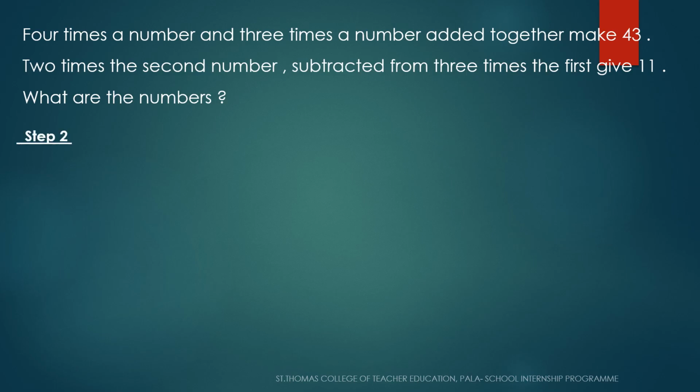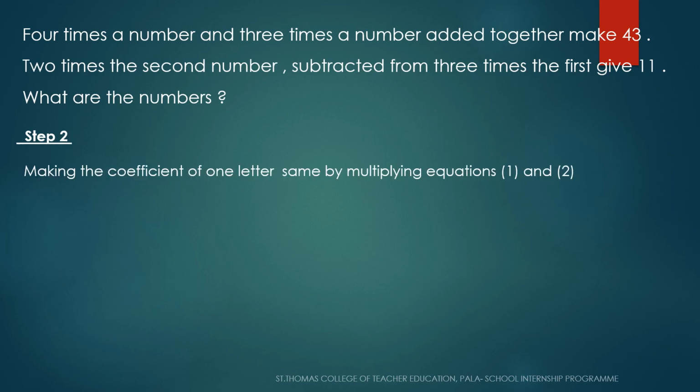Yes, we will try to make the coefficient of one of these letters same, isn't it? Here also we are following the same method, making the coefficient of one letter same by multiplying equations 1 and 2 with a suitable number. Okay, here what were the equations? Equation 1 was 4x plus 3y equal to 43, and equation 2 was 3x minus 2y equal to 11. Now look at these equations very carefully and tell me, how can you make any of this coefficient the same?